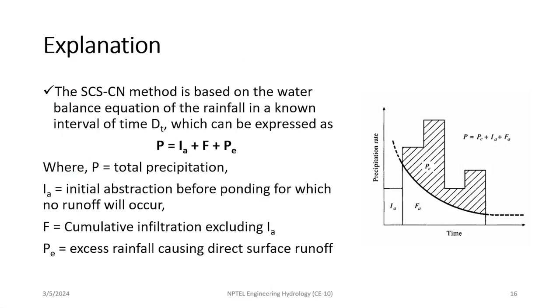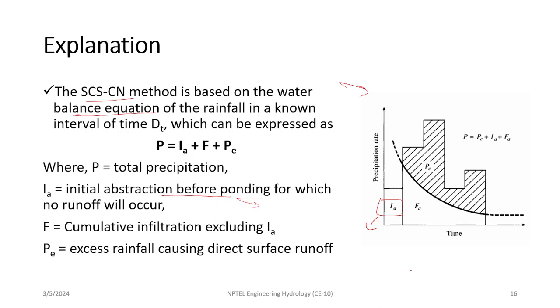So firstly we will be looking into the SCS-CN curve method. It is based on the water balance equation. From this picture you can see that we have the precipitation rate, which varies with time. Now we can divide this entire graph, or the infiltration rate versus time graph, into different hydrological processes. One of these processes is the initial abstraction, which is before the ponding. Why am I calling it before ponding?